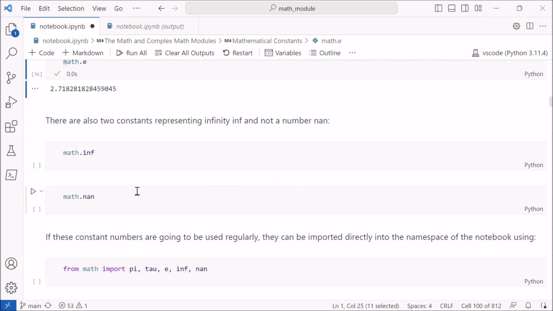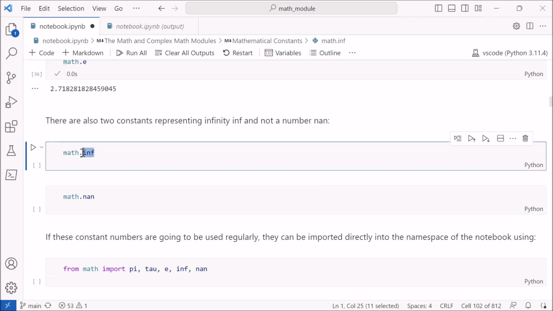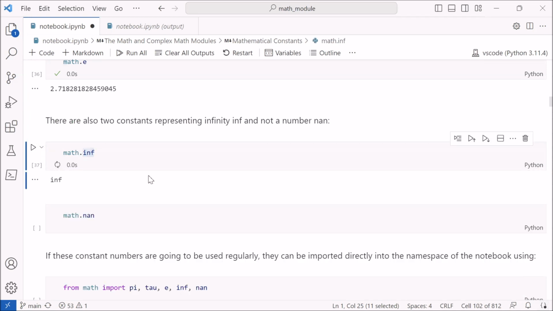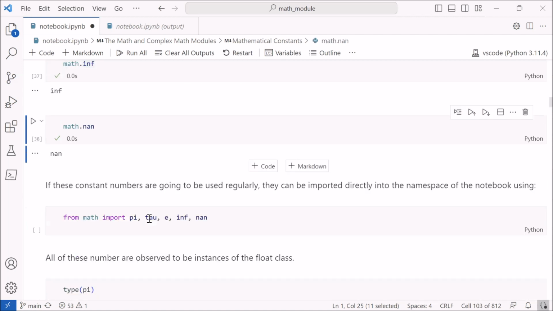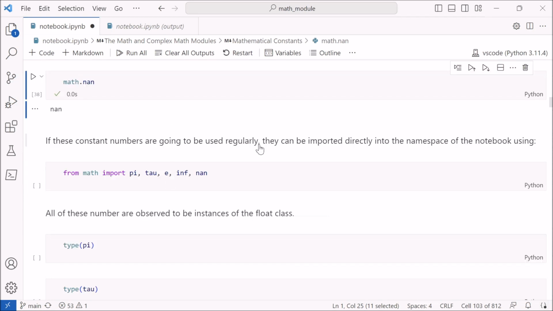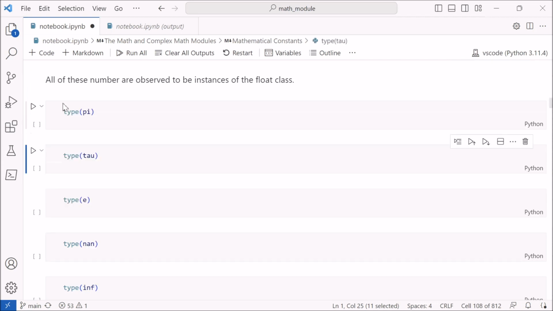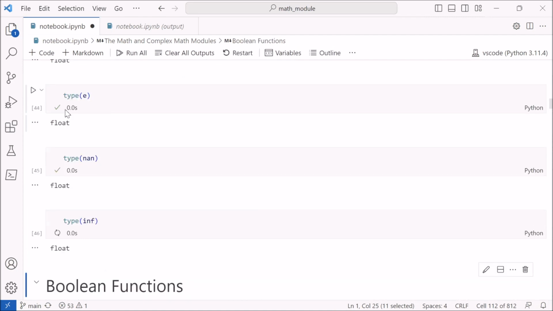And there's two other constants. So you've got infinity, and you've also got not a number. So if these constants are going to be used regularly, they can be imported directly into the namespace. And the type of these 5 is a float.